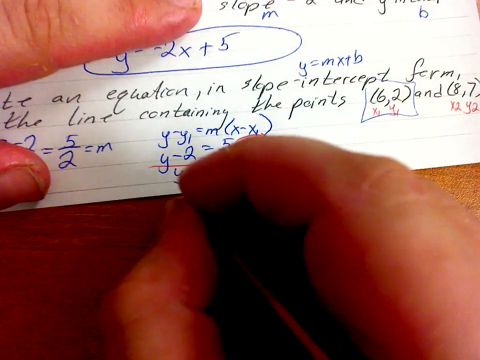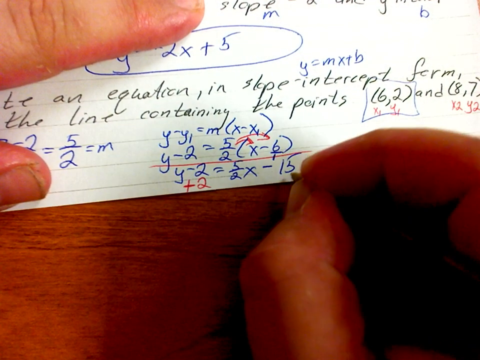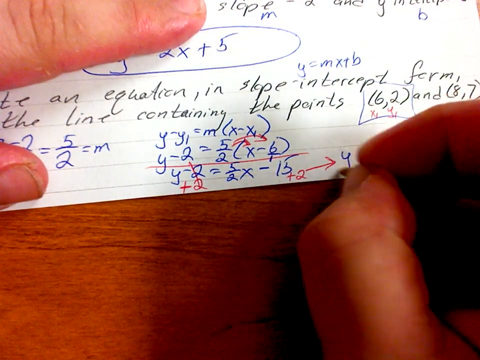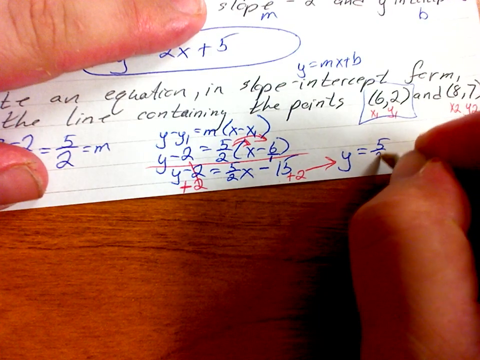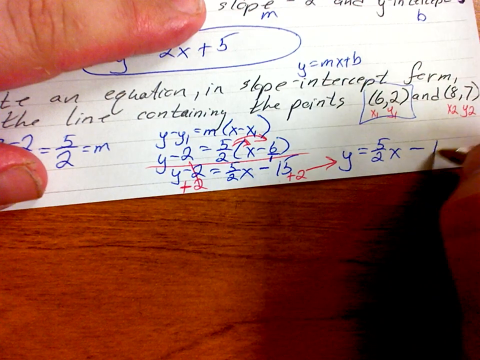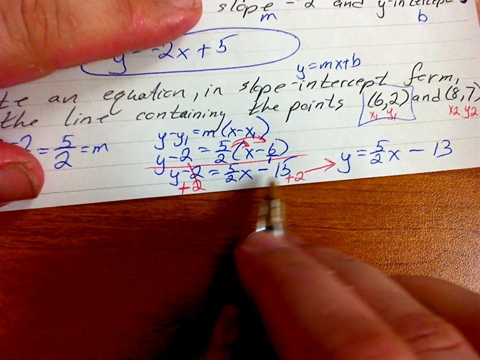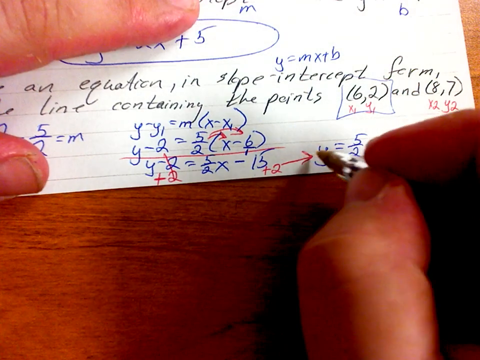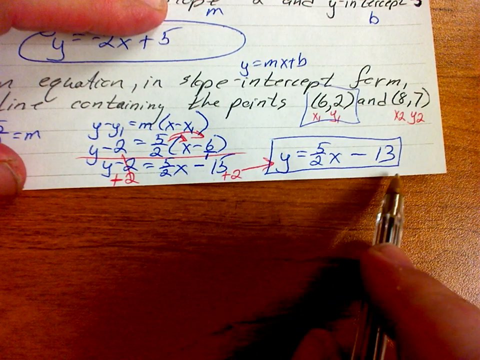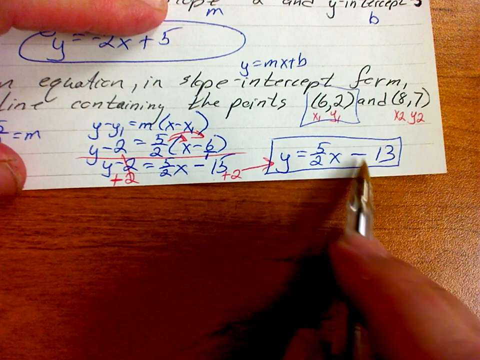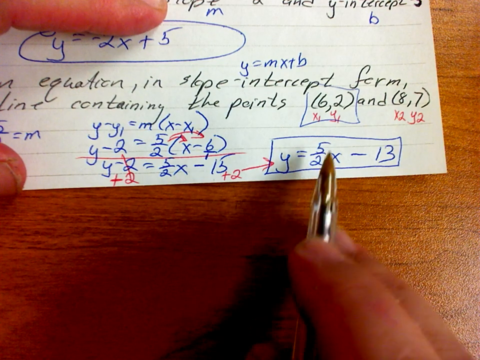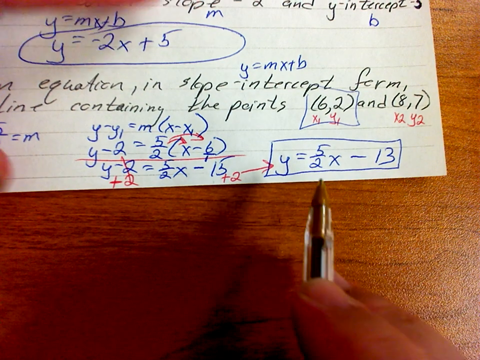Now to get the y by itself here, we will have to add 2 to both sides. Okay? In which case the 2's cancel out on the left, leaving us with y is equal to 5 halves x minus 15 plus 2, which is negative 13. Okay? So that would be our equation written in y equals mx plus b form. Y-intercept, we plot a point at negative 13 on the y-axis and apply the slope 5 over 2. Up 5 units to the right 2.